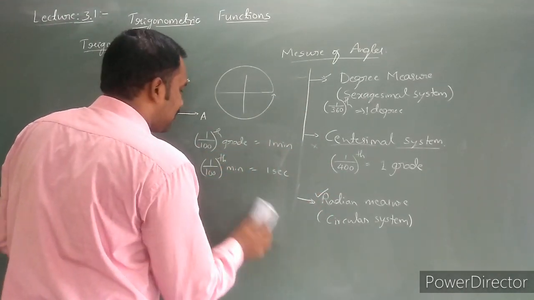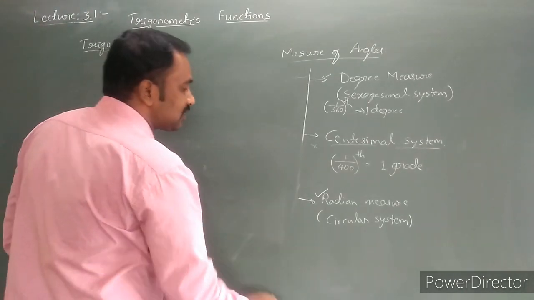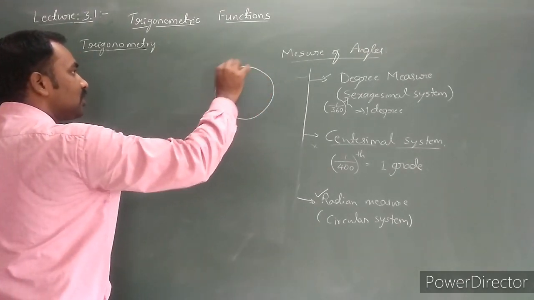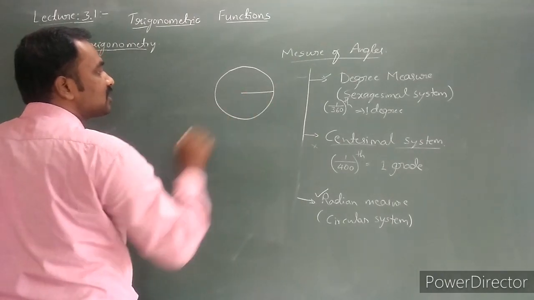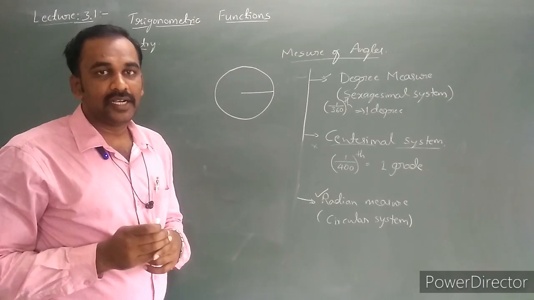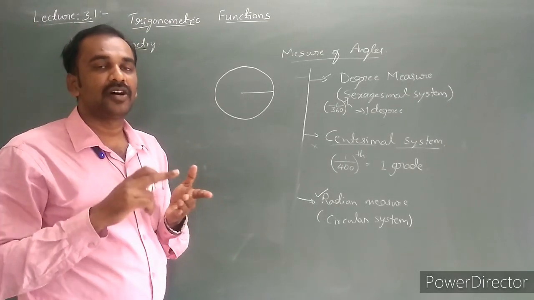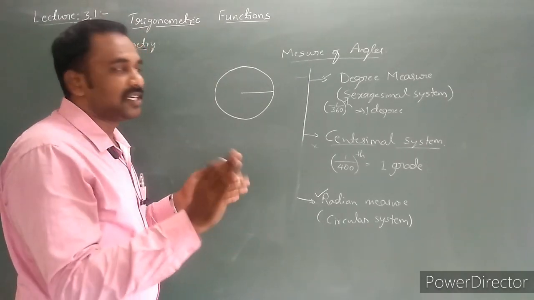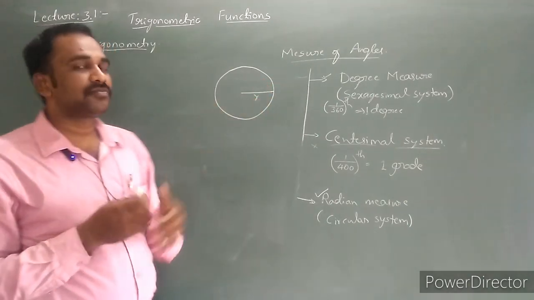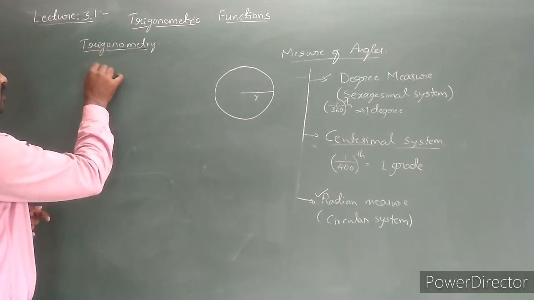radian measure. What is meant by radian measure or the circular system? Here, consider a unit circle. A unit circle is nothing but a circle whose radius is equal to 1 unit. 1 unit may be 1 millimeter or 1 centimeter or 1 meter, whatever. Or else I just take the radius of the circle as r units. I need to know what is meant by radian measure.